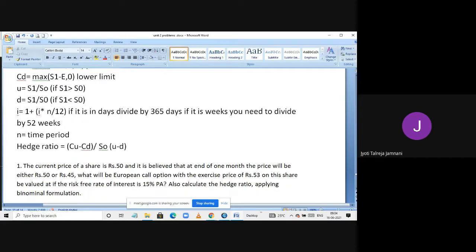And the next is the hedge ratio. The hedge ratio tells you how many option contracts you should buy to reduce your risk or to transfer your risk from the hedger to the speculator. So when we did futures also, we found something called the hedge ratio, that is the number of contracts we used to find, right?